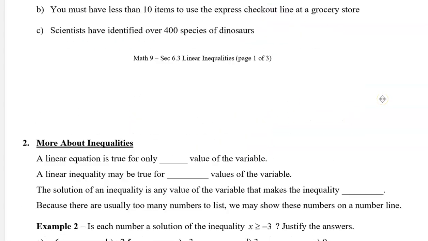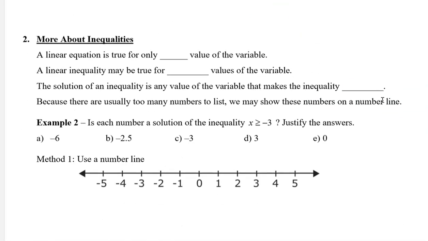Let's take a look at more about inequalities. Now, while a linear equation is true for only one value of the variable, a linear inequality may be true for many values of the variable. So an equation only has one value, but an inequality has many. Now the solution of an inequality is any value of the variable that makes the inequality true. Because there are usually too many numbers to list, we may show these numbers on a number line.